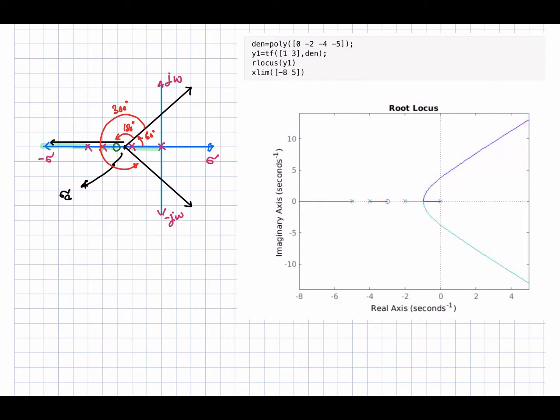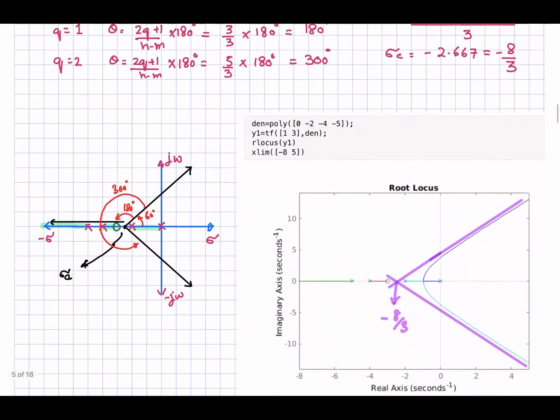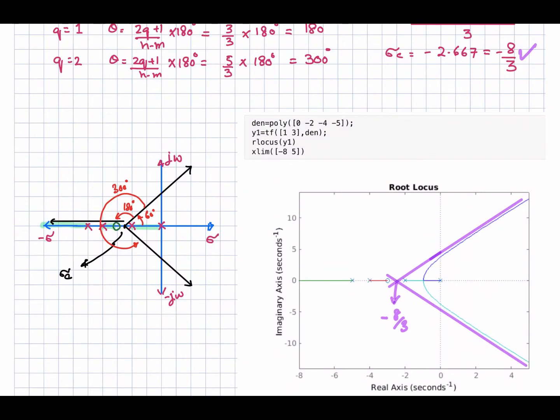So for the sketching, we have seen that if we sketch the asymptotes, these asymptotes are going to intersect at this point, and this point is equal to minus 8 by 3 as we calculated over here. This angle is 60 degrees, and this angle is minus 60 degrees, because we discussed that very first rule, that the root locus is symmetric. So the angle at which it will move in the upper S plane, at the same angle it will be moving toward infinity in the lower S plane.